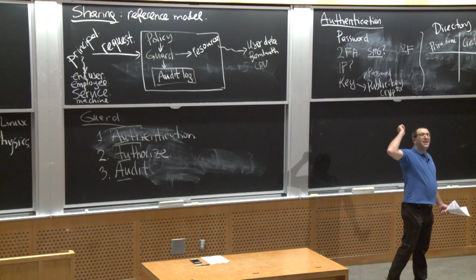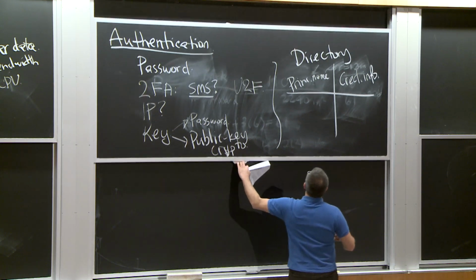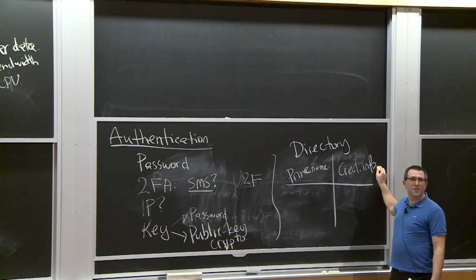Yeah? What does it say under directory? Under directory, it has a poorly written column heading for principal name and credential info. Thank you. Yeah, sure.